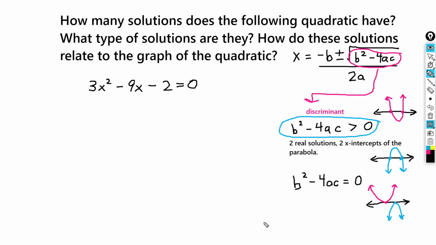Okay. And there's one more possibility. You can have b squared minus 4ac be less than 0. And what happens then is you're taking the square root of a negative number. That becomes an imaginary number. So you have plus or minus some imaginary number here. So in that case, you have two complex solutions, which means no real solutions, which also means no x-intercepts.